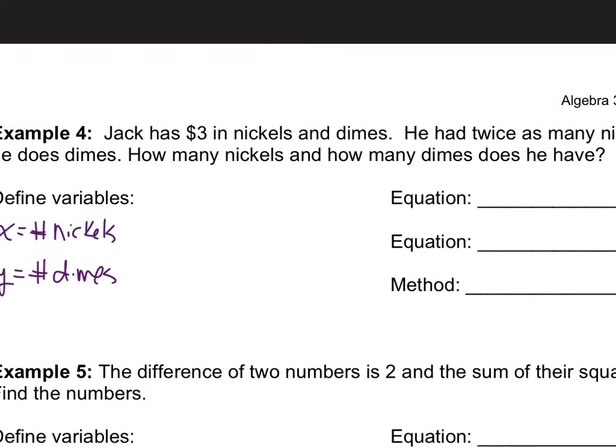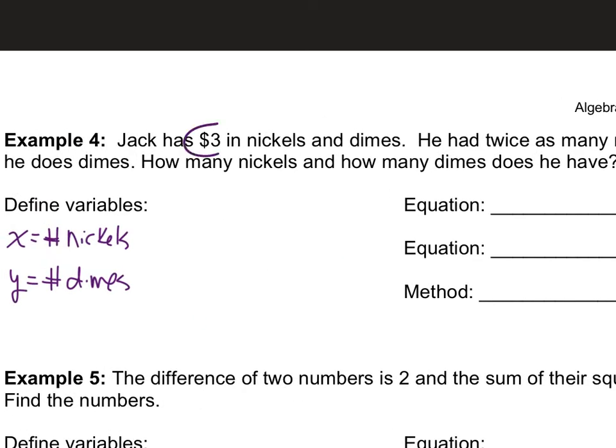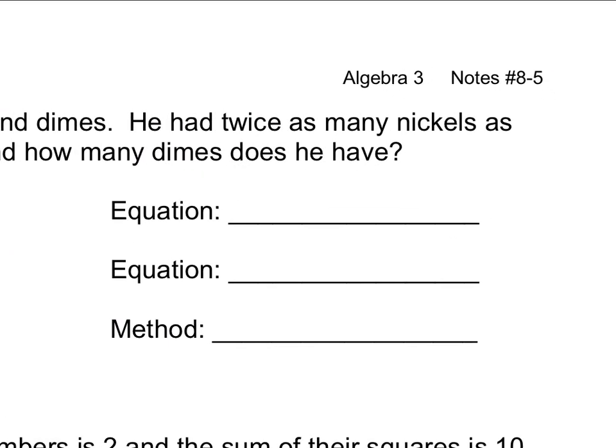Now, I know in the first one, which I think is the easiest, that he has a total of $3. I don't know how many he has, but I know that if I add them all up, he's got $3. Well, a nickel is $0.05 times however many nickels I have, plus 10 cents, or 0.1, times the number of dimes, and I know that should equal $3. So not any big deal there.